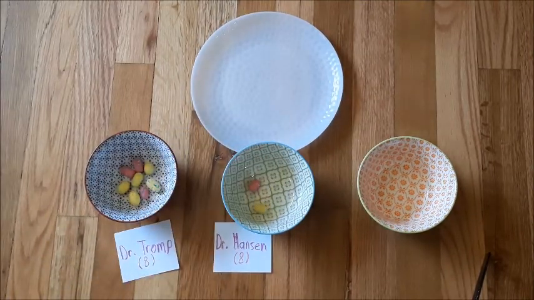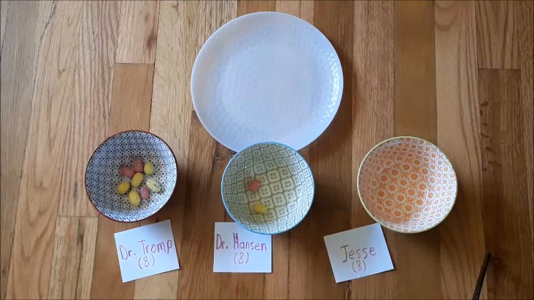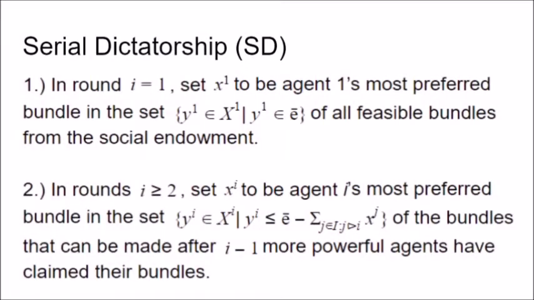Our third agent is at the absolute bottom of the pecking order. They're not powerful at all. They can't really do anything. We're going to call this one Jesse. Jesse wants 8 pieces of candy also, but there's none left for him. Truly a tragic story. So this is just a 2-step algorithm.